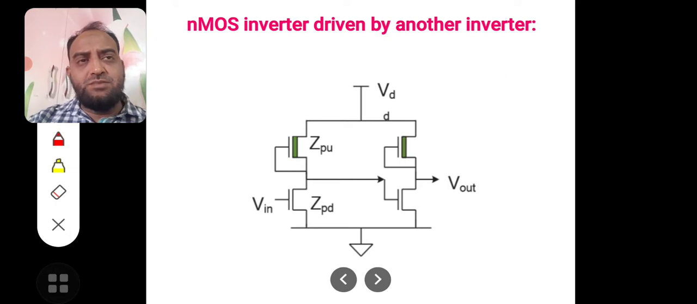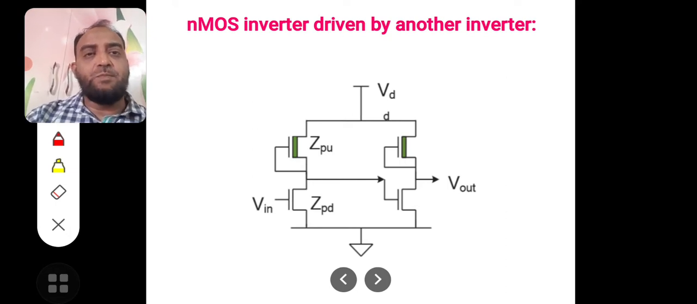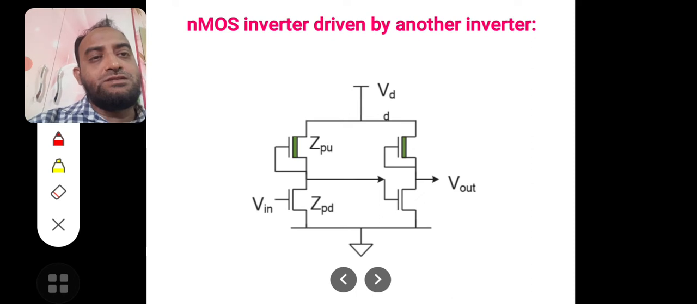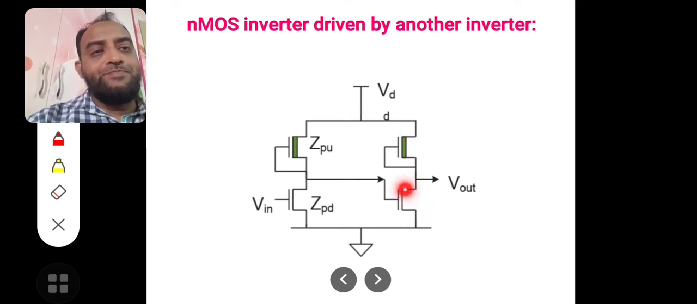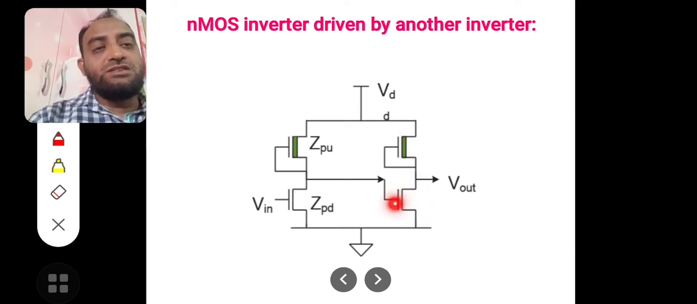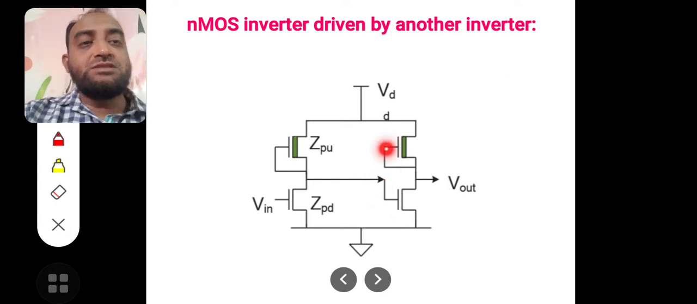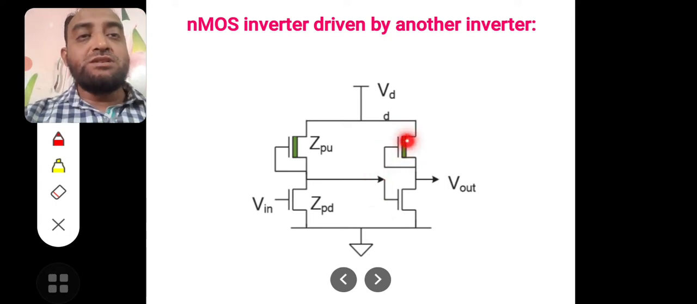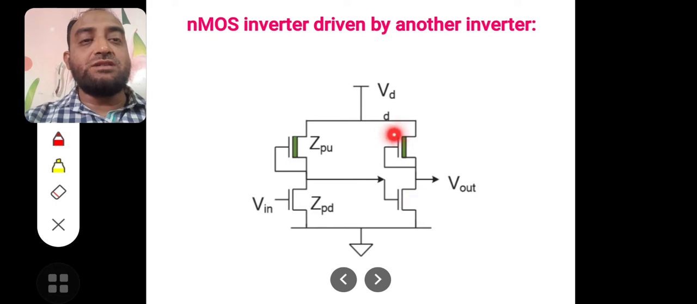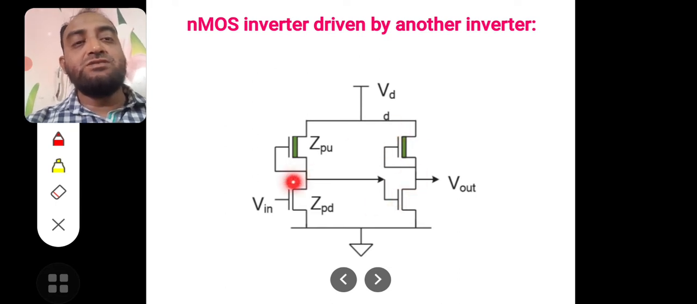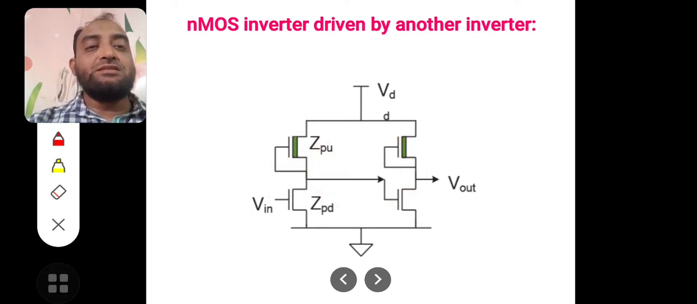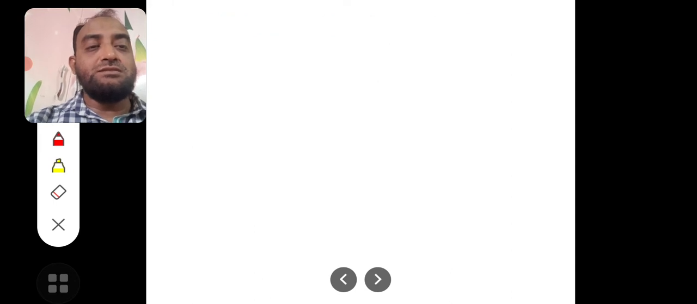This topic is NMOS inverter driven by another inverter. You can see here there is an NMOS inverter shown with the pull down device as an NMOS transistor, and the pull up device is also an NMOS depletion mode device, which is the NMOS inverter. This NMOS inverter is driven through another inverter. Then what is the transistor size?